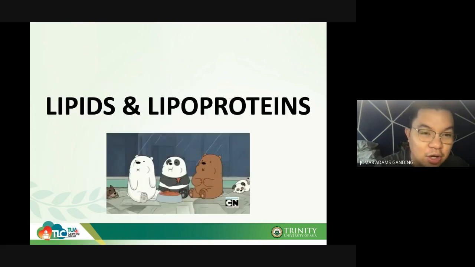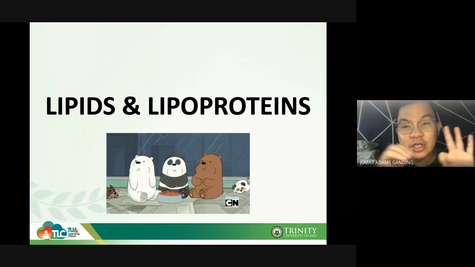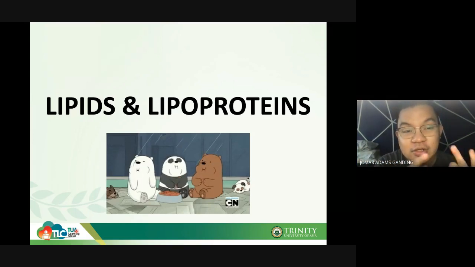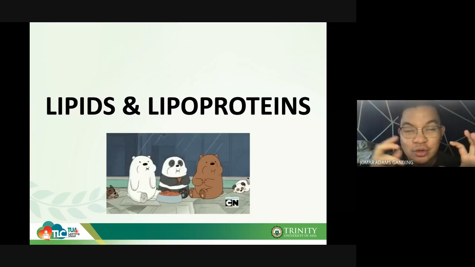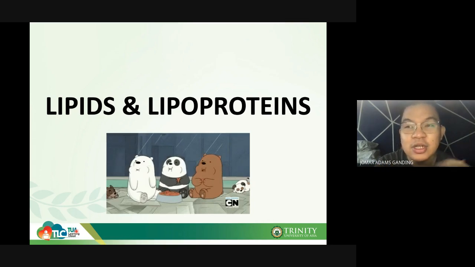So we're going to talk about lipids and lipoproteins. Similarly with your carbohydrates, your lipids and lipoproteins are also one of the biomolecules that we consider very important in the body. There are actually three: your carbohydrates, your lipids, and also your proteins. Remember that all those three are very essential in our body. Essential in a sense that they are being utilized by our body, by the cells to do their function. They are also the ones that produce the structure of your cells.